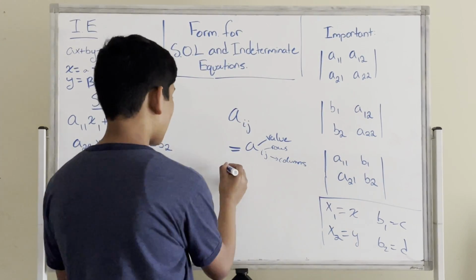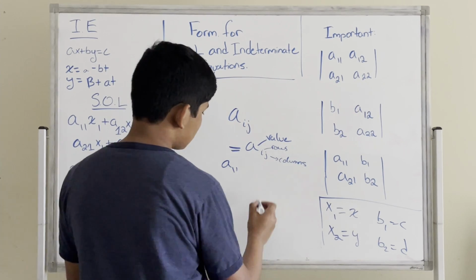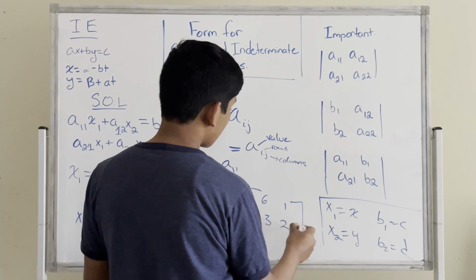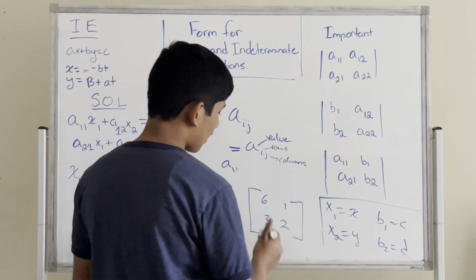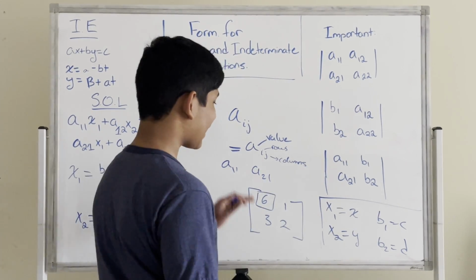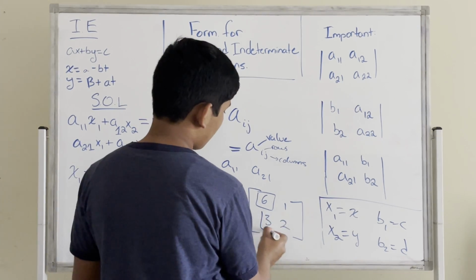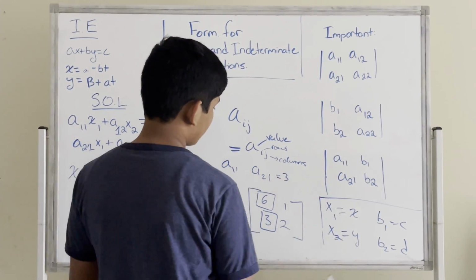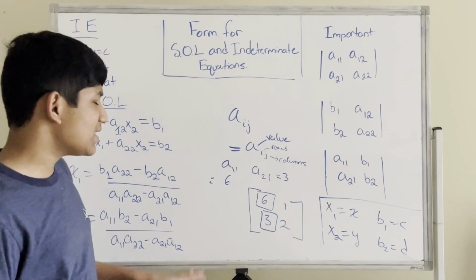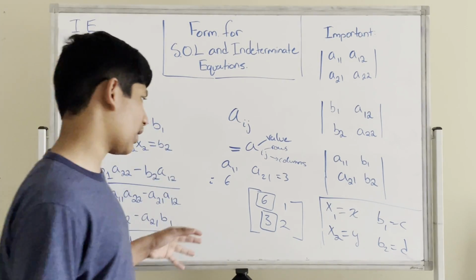So if we say A11 in a matrix, for example, like this, we mean first row, first column, and that's this. If we say A21, we mean second row, first column, which is this. So A21 equals 3, and A11 equals 6. So as you can see over here, this is how these actually work.